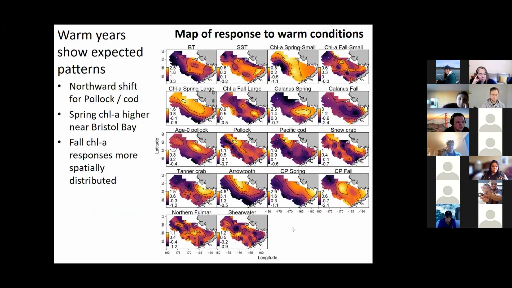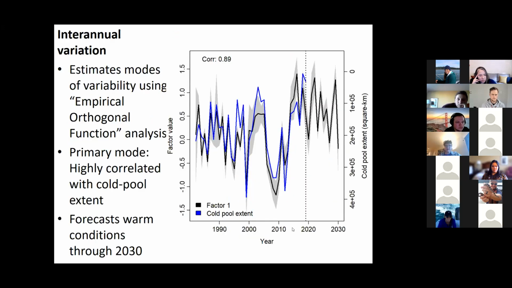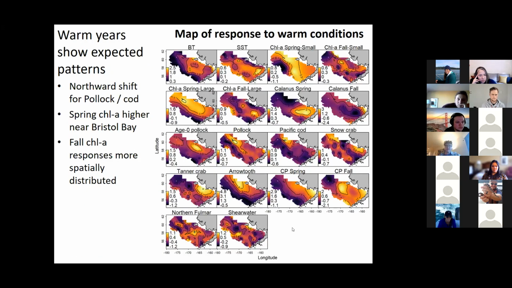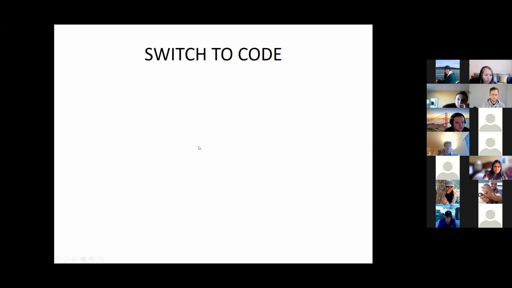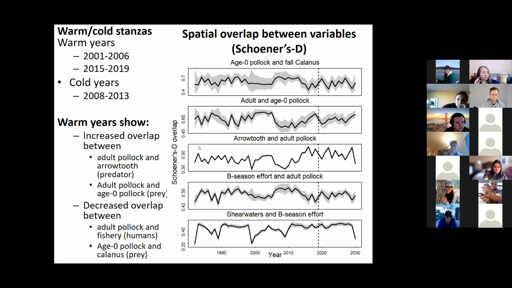Let's see, we can, lost here. Yeah, so these are the responses to that mode of variability. These are maps showing what happens when it's a positive factor, which corresponds to a low cold pool extent, like a warm year. In a warm year, pollock and cod are both further north, and that makes sense. In a warm year, arrowtooth is also further north, and the fall catcher processor fleet is further north, as are age-zero pollock.